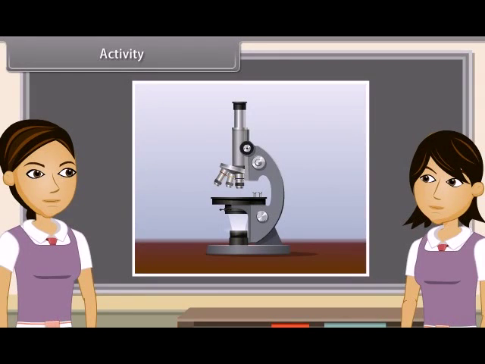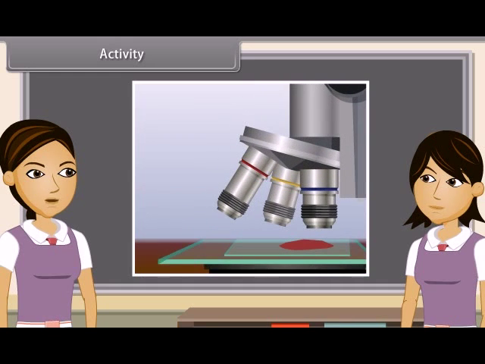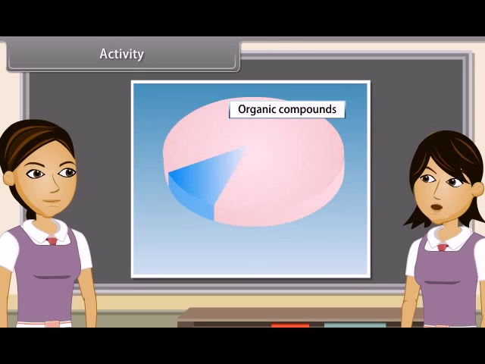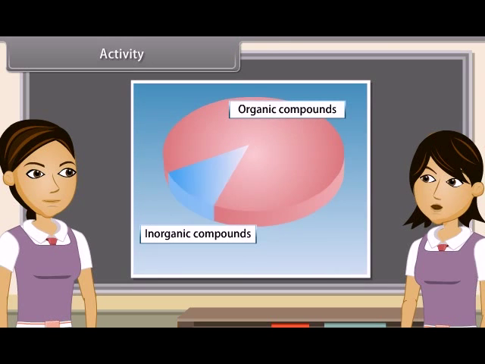Activity. Let us do an activity to find out the different types of blood cells. I have taken a drop of blood on a slide and now observing it under microscope. We can see red blood corpuscles or erythrocytes, white blood cells or leukocytes and platelets. Plasma forms 55% of the total volume of blood.